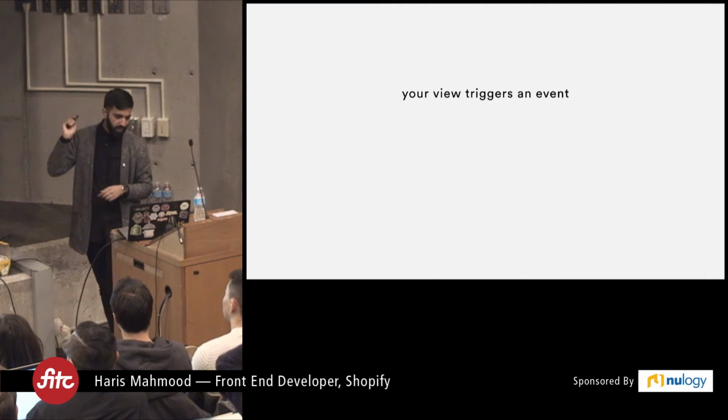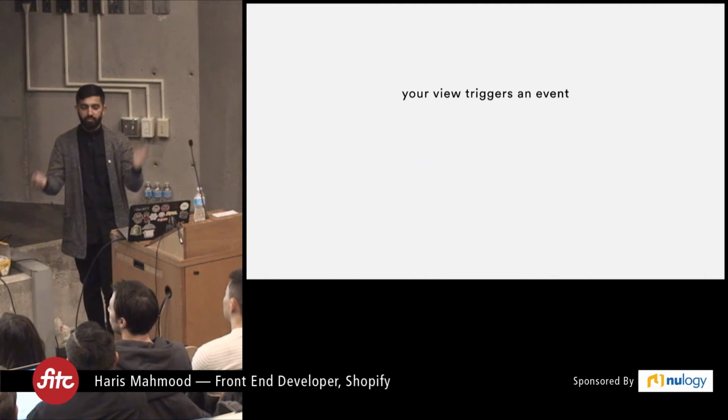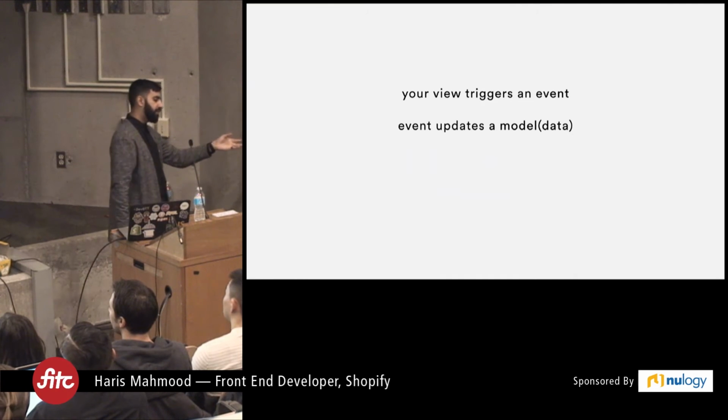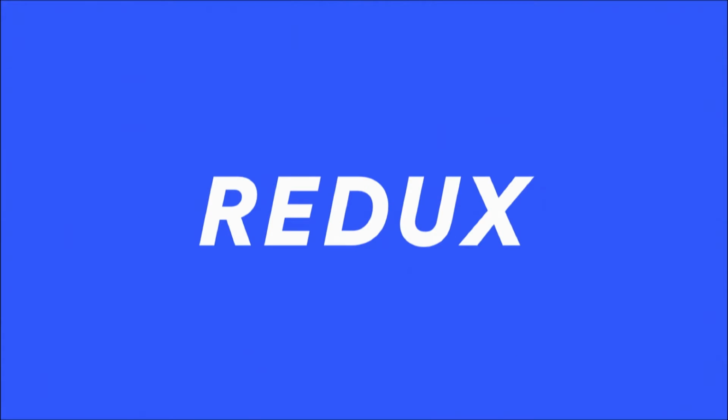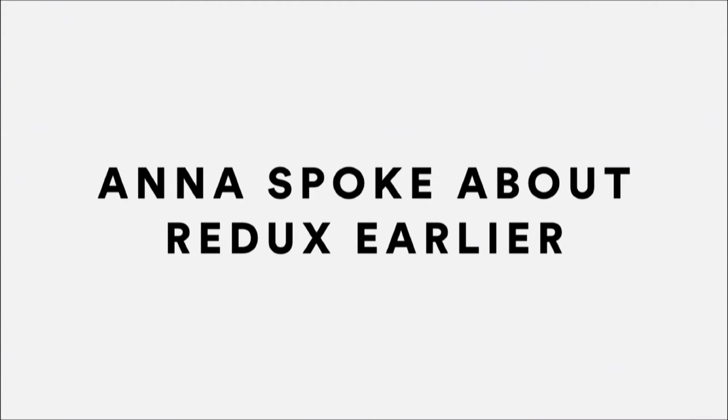So you've got your view, and it triggers an event, and the events end up updating the model. The model triggers another event, and then your view responds and re-renders accordingly using the virtual DOM and so on. We already looked at this, but this is at its core what Flux was about. Over time, one of the most popular adaptations of the Flux concept was Redux. And Anna spoke about this earlier, so moving on.